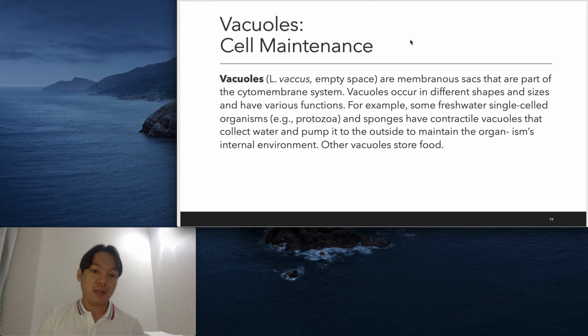For cell maintenance, we have vacuoles. They are membranous sacs that are part of the cytomembrane system. You noticed earlier that vacuoles come in different shapes and sizes, and they also have various functions. For example, protozoans and sponges have contractile vacuoles that collect water and pump it to the outside to maintain the organism's internal environment. Other vacuoles can be storing food, and others can be transporting ions.